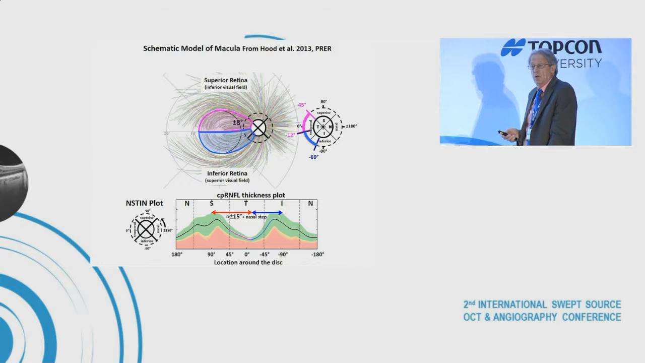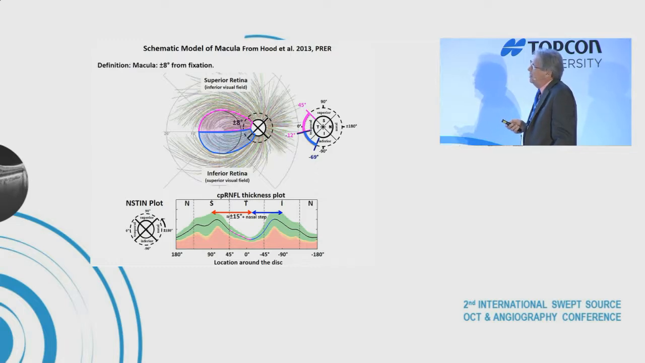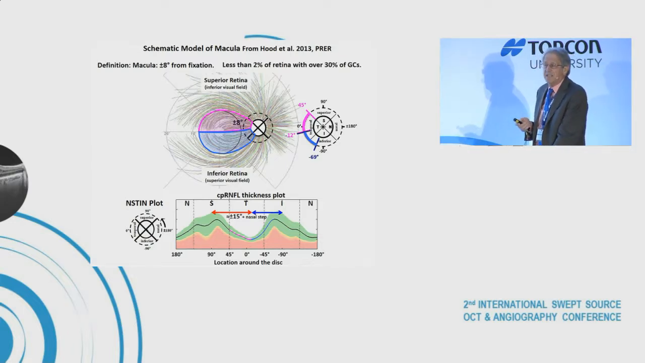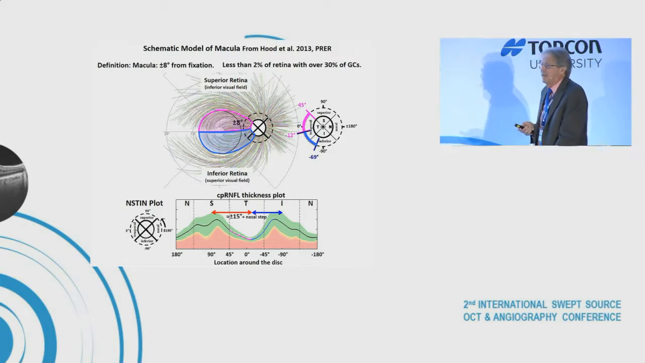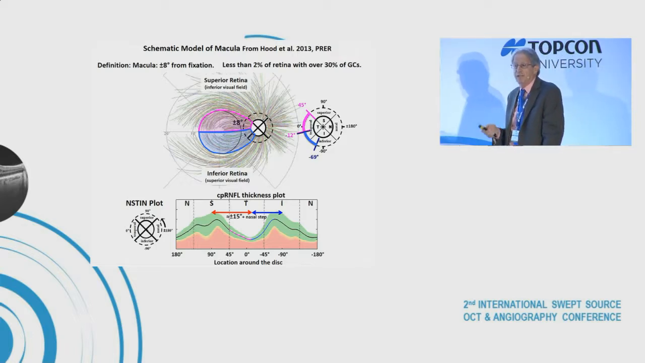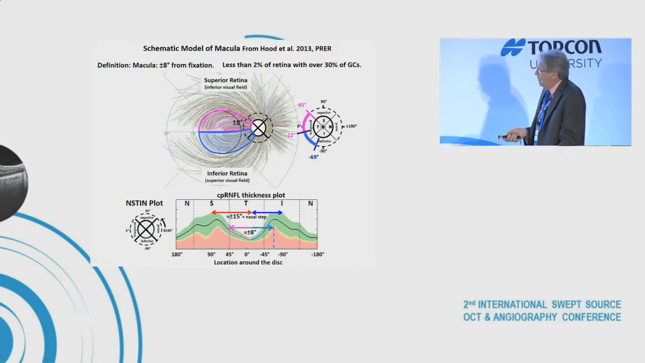We've done a lot of work on the macula, and let me define what we mean by macula, because different specialists use it different ways. By macula, I'm going to mean plus or minus 8 degrees from fixation. It's the region with the highest density of ganglion cells. It represents less than 2% of the retina, but over 30% of the ganglion cells. It's the region you need for reading, driving, and accurate face recognition, let's say. We know now that this is, on average, where the macula is. So it's not simply in the temporal region, it overlaps the inferior region as well.